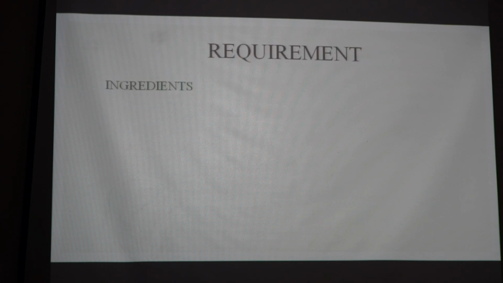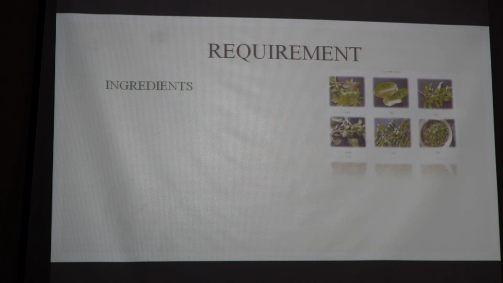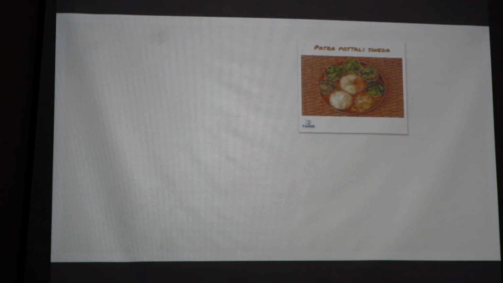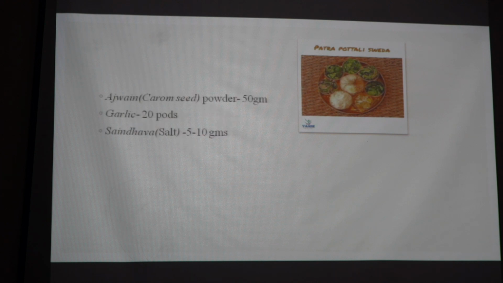What are the requirements? Ingredients. Nirgundi Patra, the leaves of plants like Nirgundi, Erand Patra, leaves of Erand, Ark Patra, we saw them yesterday, Shigru Patra, til tel, sesame oil, haldi powder 10 gram, shatava powder, that is fennel seeds powder, 50 gram, ajwain, that is carom seed powder, 50 gram, garlic 20 cloves, rock salt 5 to 10 grams.